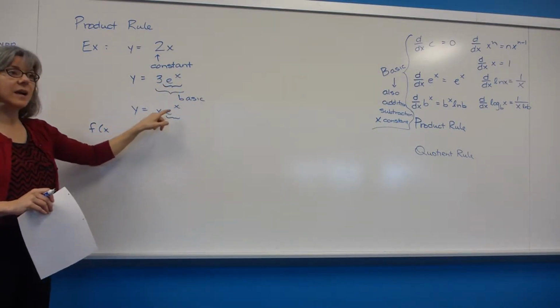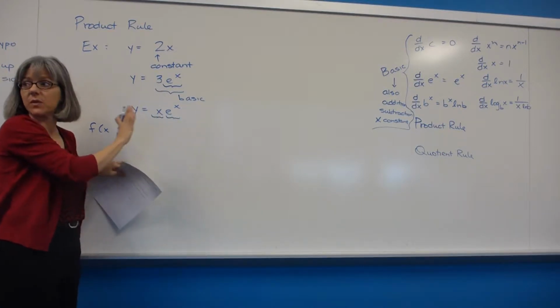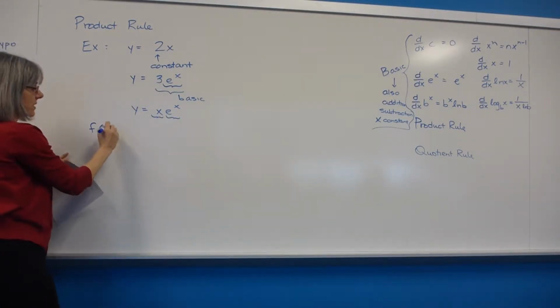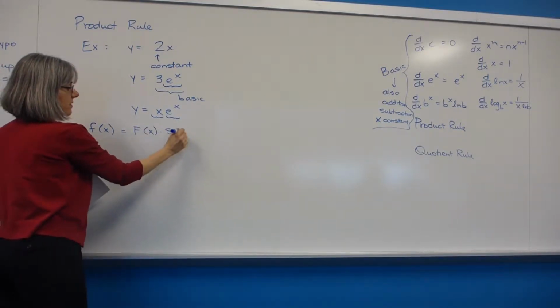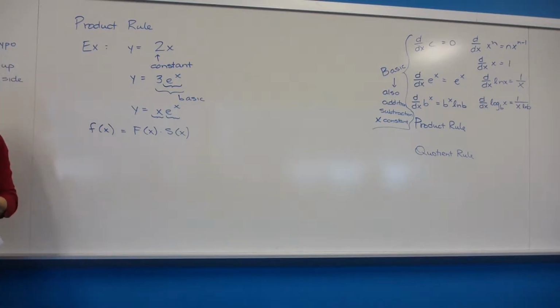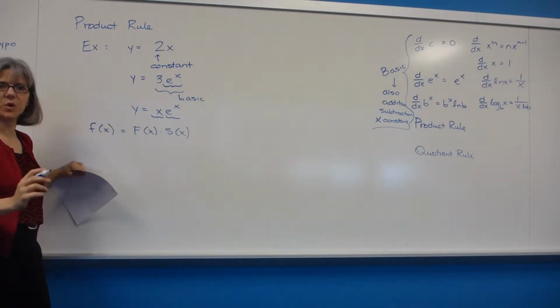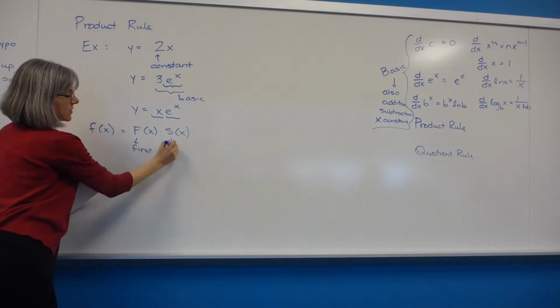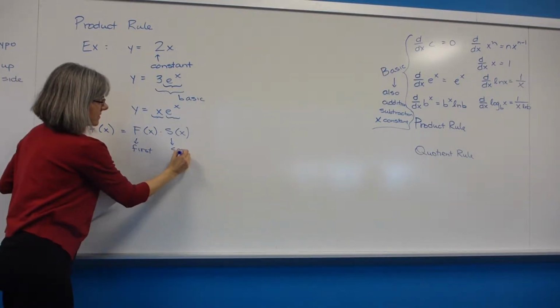Y equals x times e to the x. Now I have one function times another function. That throws it out of the basic category. No longer basic anymore. So the product rule is this. If I have some function that's a product of two functions, and I used capital F and capital S on purpose, this stands for first. And so you guess that stands for second, yes.